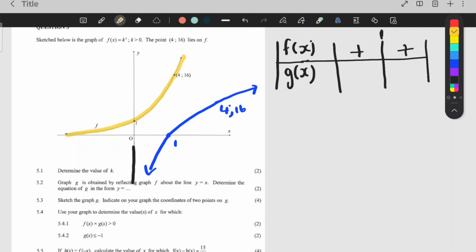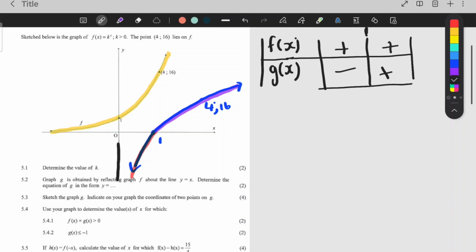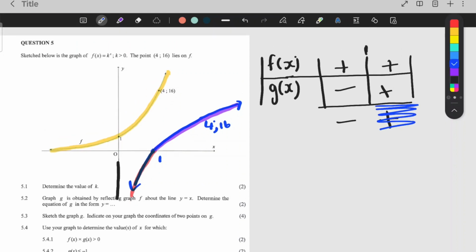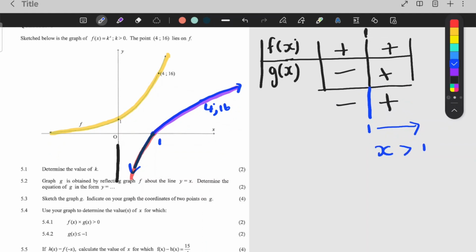Then for g of x, I'm going to say from left to right. From here to here, it's below, and from here to here, it's above. Then I'm going to multiply the two. A positive times a negative is a negative, and a positive times a positive is a positive. Because there was a greater than sign, I'm looking for the positive. Here's the positive, here's 1 and onwards. So my answer is where x is greater than 1. And that's the answer to that question.